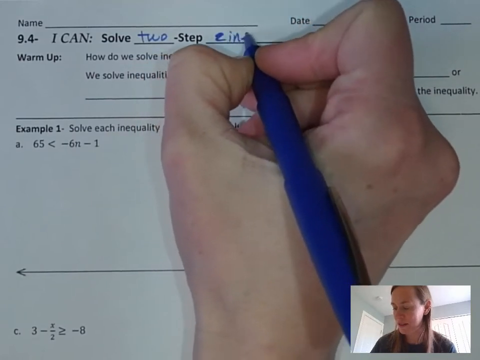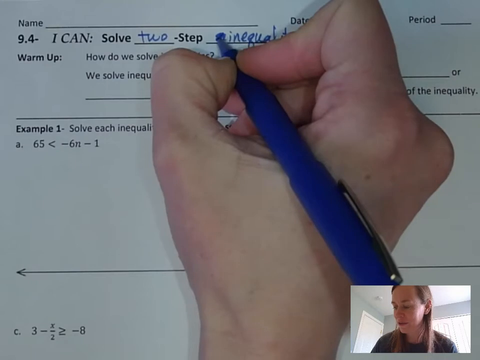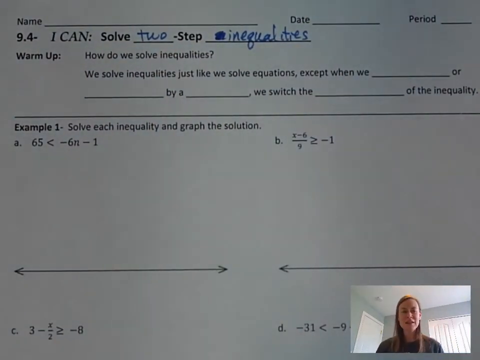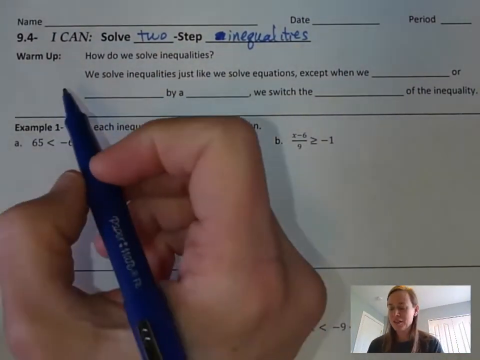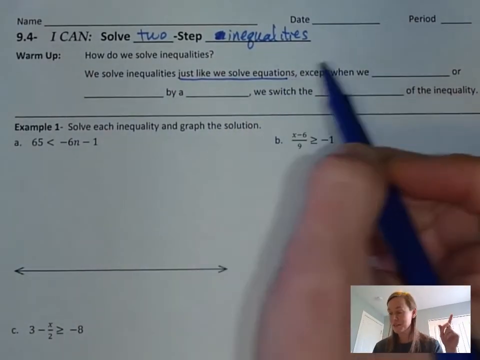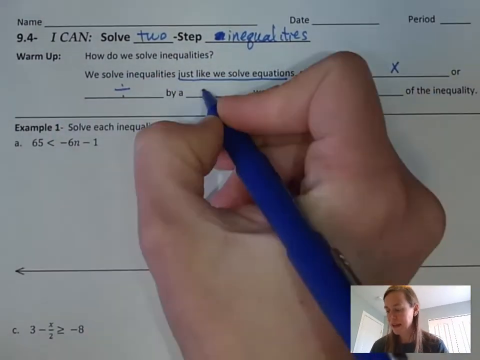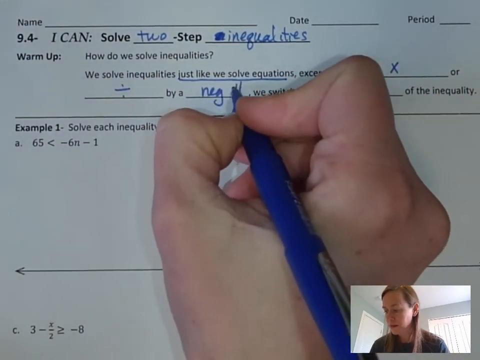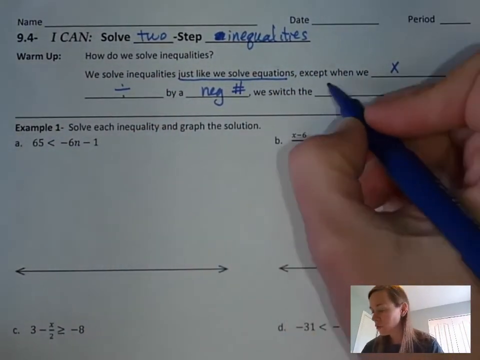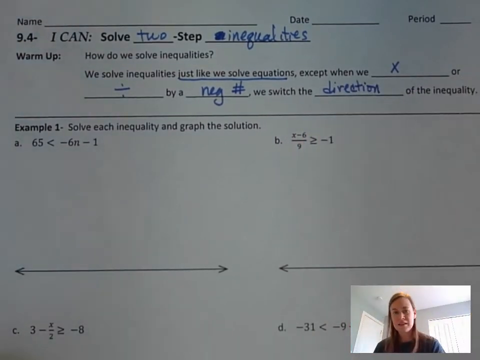I spelled that wrong. Let me try that again. Inequalities. There we go. Okay, so how do we solve inequalities? Quick review here. We solve inequalities just like we solve equations, except when we multiply or divide by a negative number. And in that case, we switch the direction of the inequality. So if it was greater than, it turns into a less than.